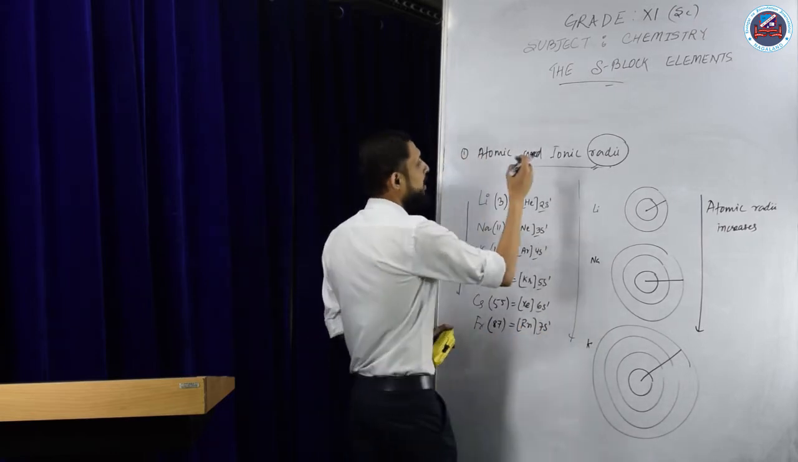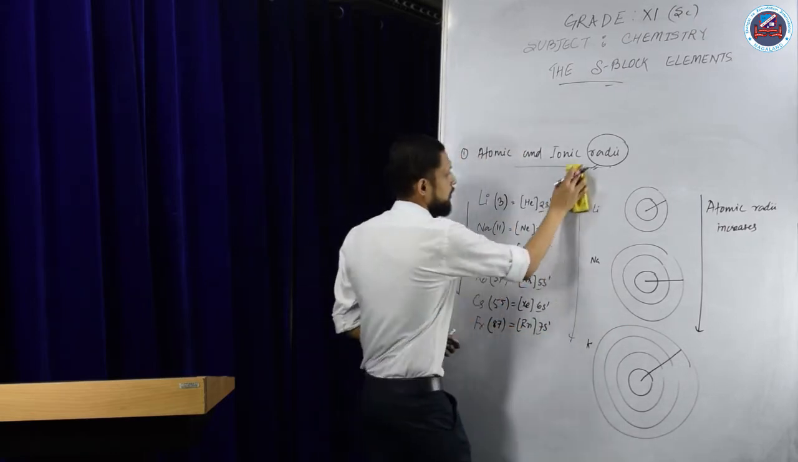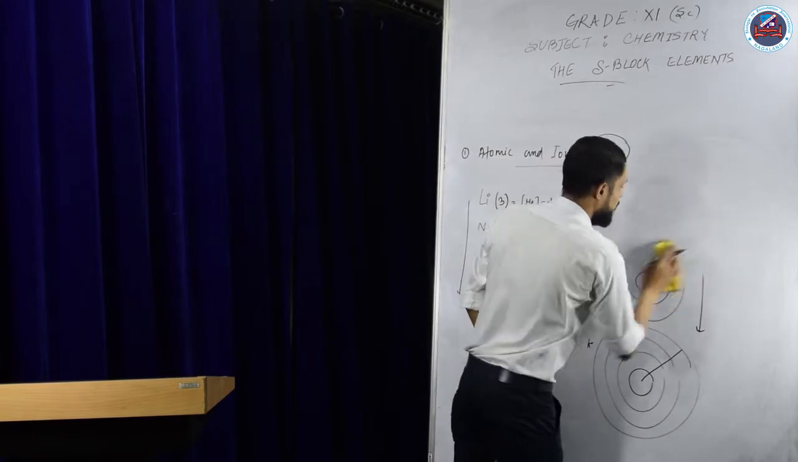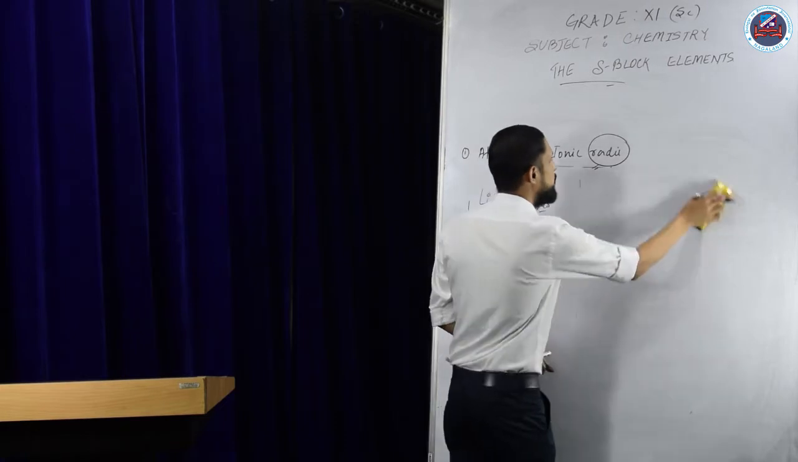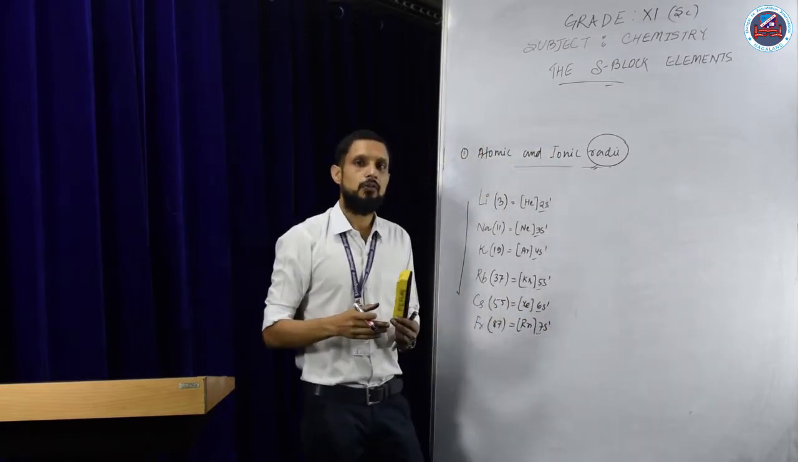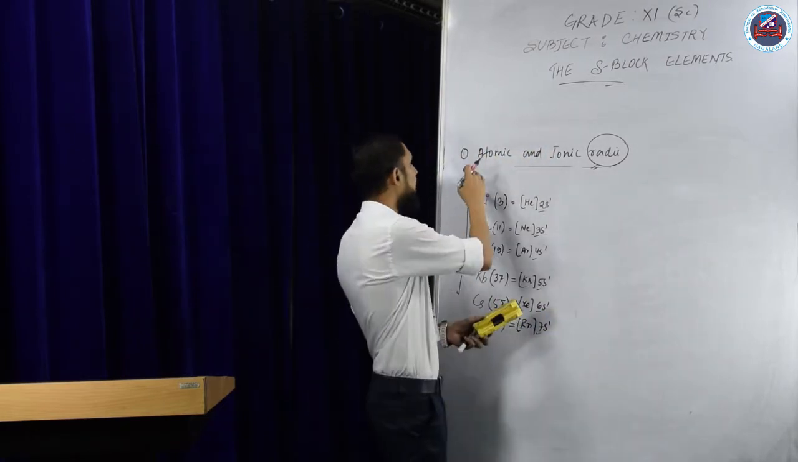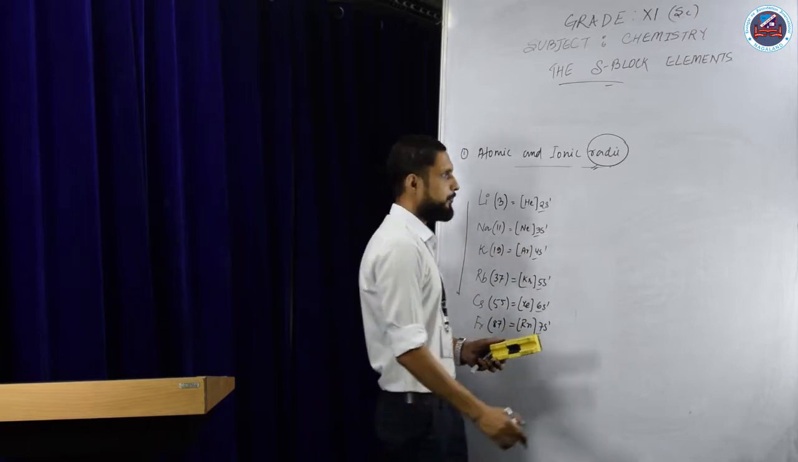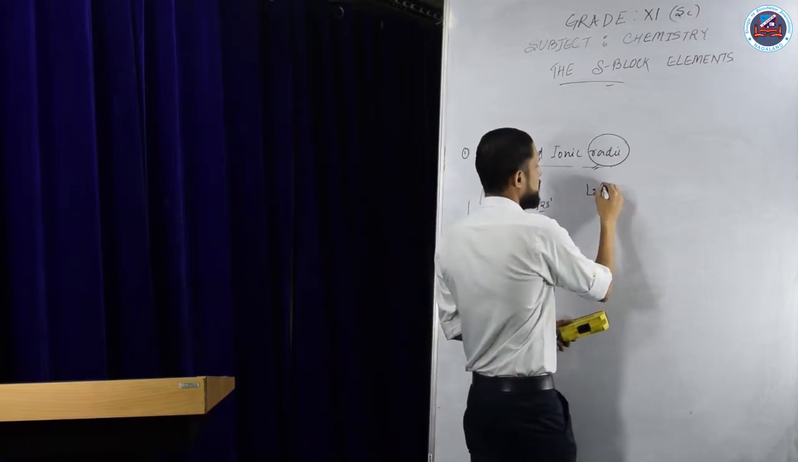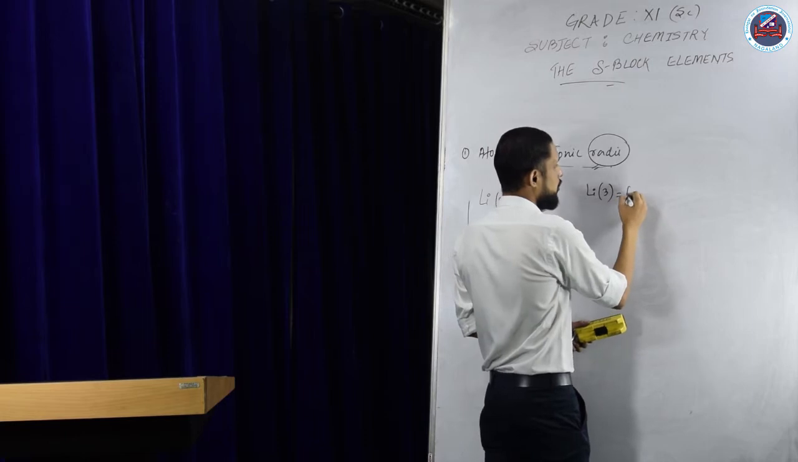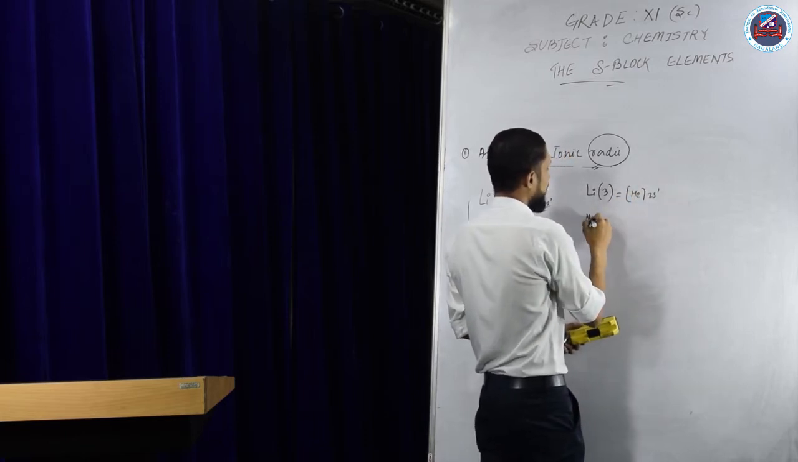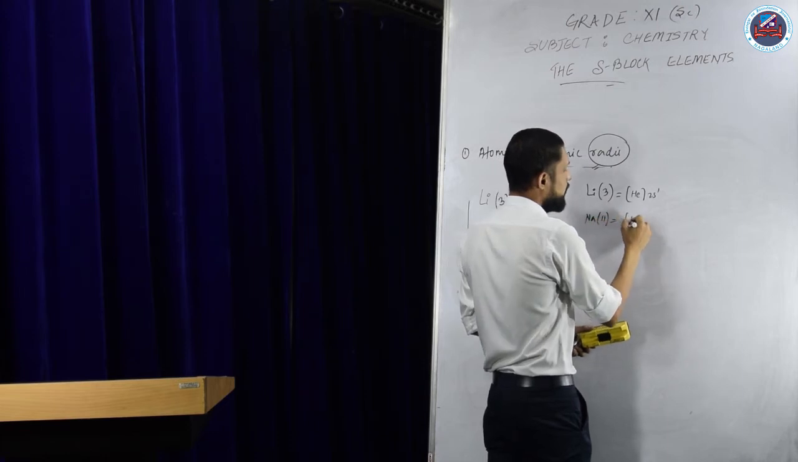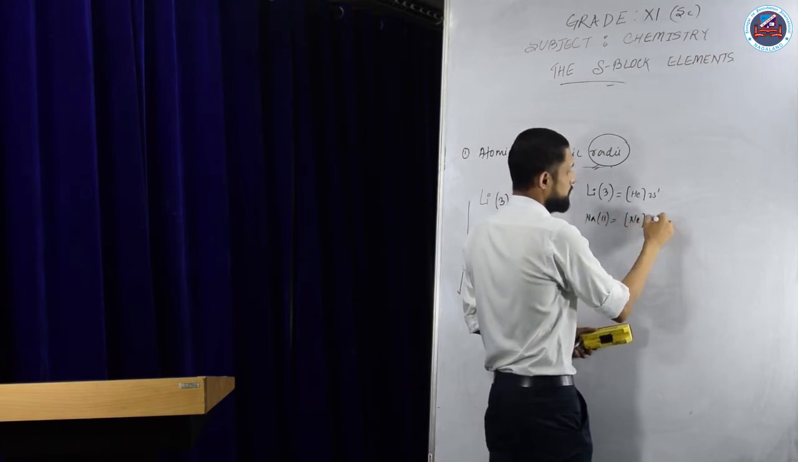Next, what about ionic radii? Let us see the ionic radii. So first of all, you have to know what is the type of ion formed by group 1 elements. So lithium, atomic number is 3, so electronic configuration is helium 2s1. Sodium atomic number 11, so it's neon 3s1.